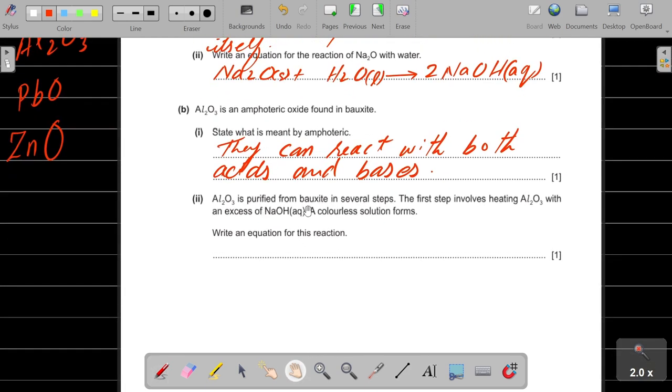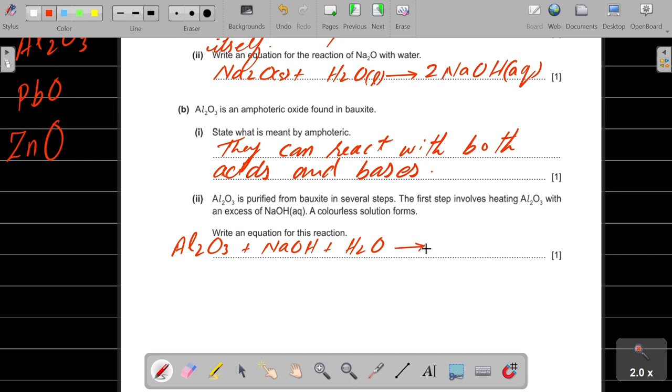So the next question is: aluminum oxide is purified from bauxite. Bauxite is an ore. Aluminum oxide is actually the ore. The first step involves treating aluminum oxide with an excess of sodium hydroxide. A colorless solution forms. Actually, it is the reaction between aluminum oxide and sodium hydroxide. So write an equation. Al2O3 reacts with sodium hydroxide in the presence of water, because it's soluble in water, it must be in water.